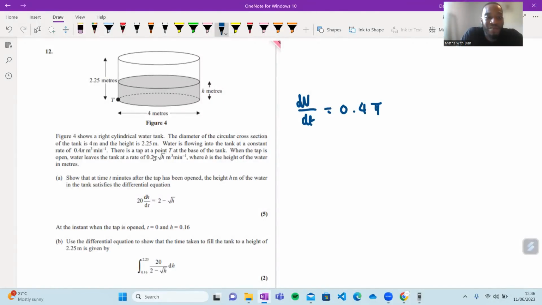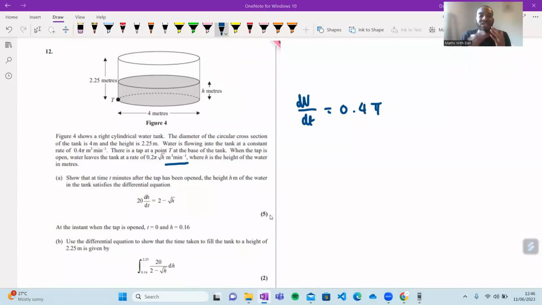Now it says there is a point T at the base of the tank right here. If there's a tap, then that means the water's coming out. When the tap is open, water leaves the tank at a rate of 0.2 pi root h meters cubed per minute. Well, that's the same units of measurement though, so they can't both be dV dt. So what do we do here? Remember, we've got water going in and there's water coming out. So what would be the overall flow of water? What would be the overall rate of change of the volume?